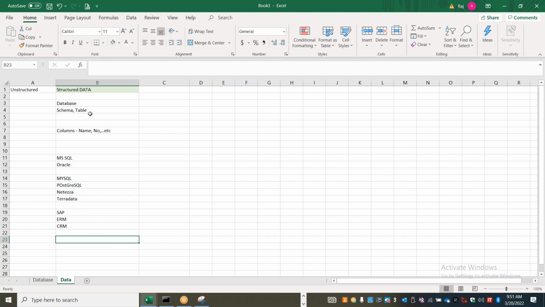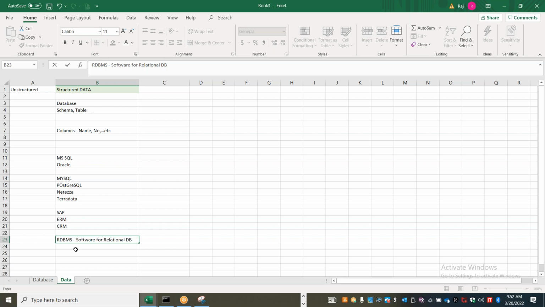Some people get confused with the term RDBMS, right? Relational Database Management System. This is the software for relational databases. So any software that you use for holding the data for a relational DB, you can call that a Relational Database Management System or RDBMS.